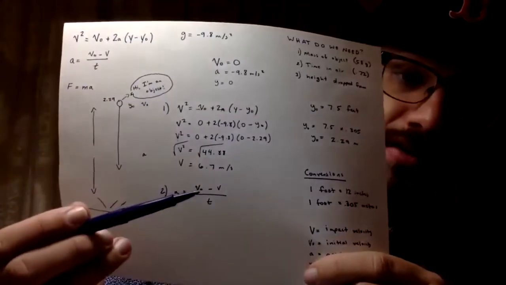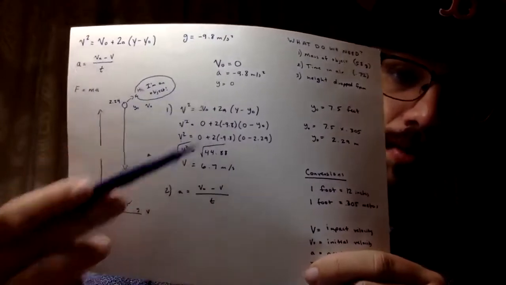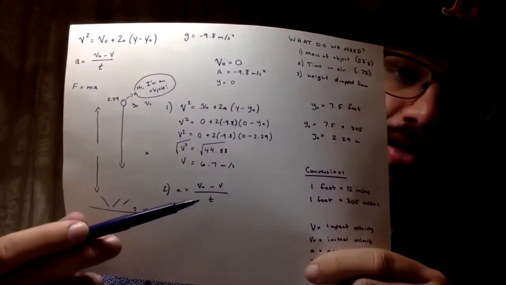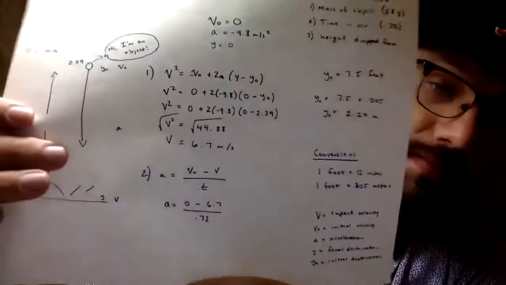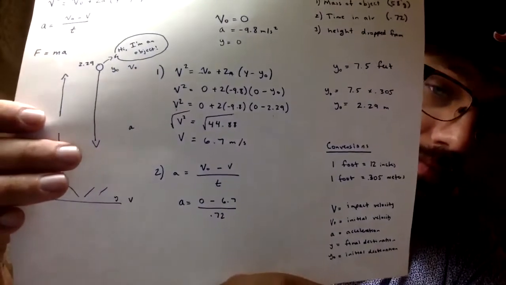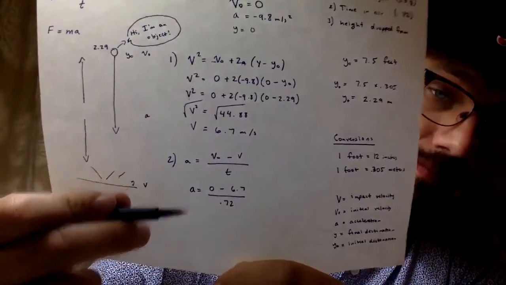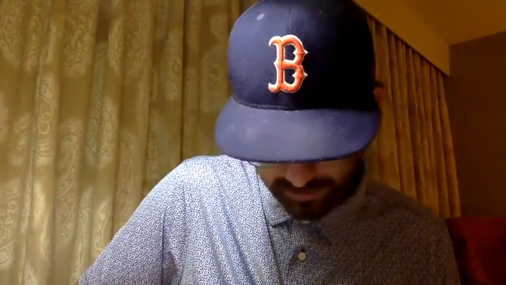So I've got a is equal to v sub 0 minus v over time. Okay. Good thing is, I already know what v sub 0 is. It's 0. I know what v is now. It's 6.7. And I know what time is. It is 0.72 from my trial that I did. Okay. I'm just going to plug all these values into our equation. So I've got 0 minus 6.7 divided by 0.72. Okay. So the equation should look something like this. All right, so all I got to do now is plug this into the calculator. So I'm going to do 0 minus 6.7 divided by 0.72.